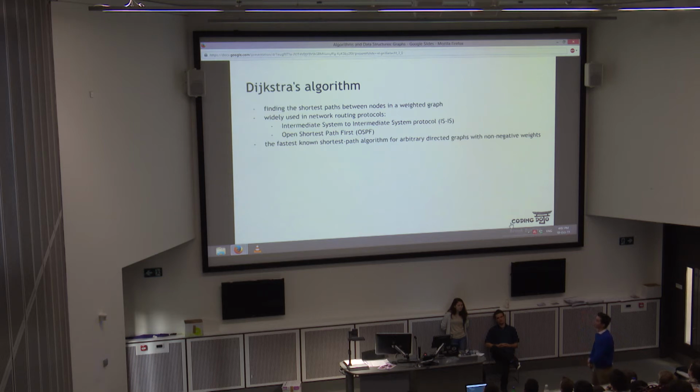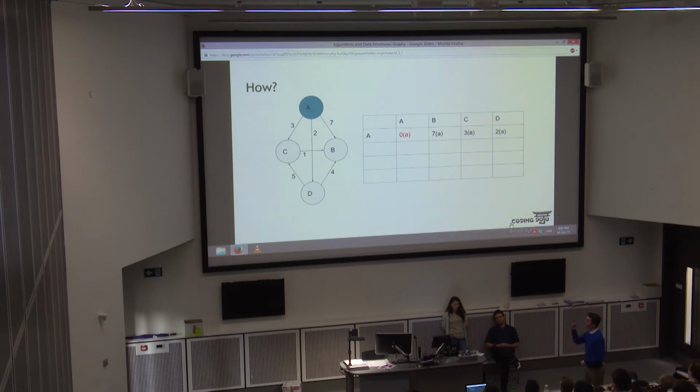Now, how it works, I won't show you pseudocode because it is quite long and it won't fit on a slide. But let's suppose you have this graph. You have 4 nodes, A, B, C, D, and you see the weights to traverse the graph. For example, the cost of getting from A to C is 3, from A to B is 7, and so on and so forth. The starting point is A.